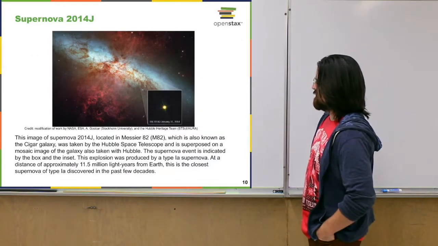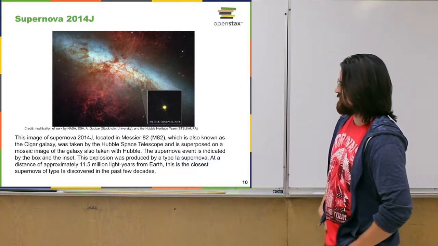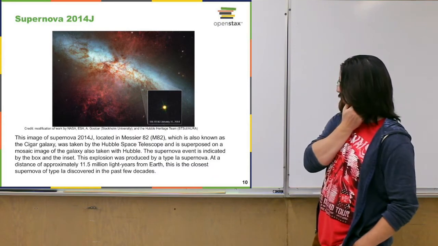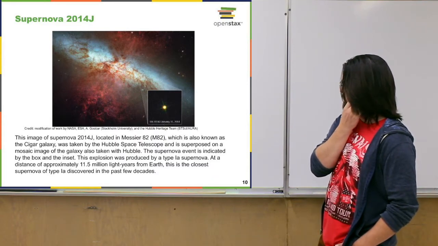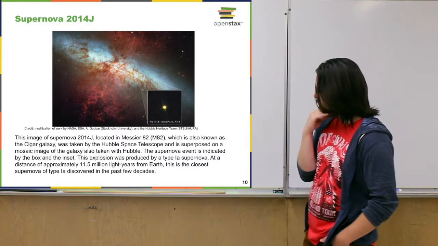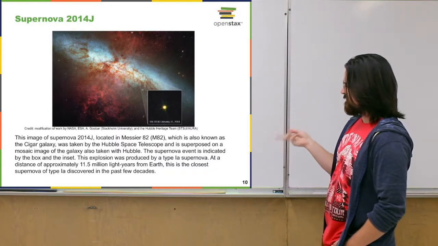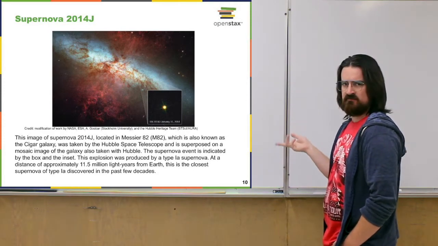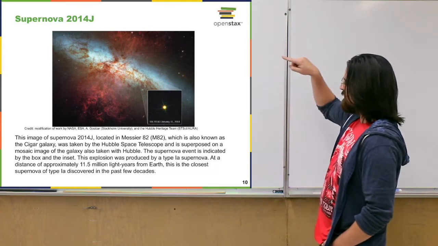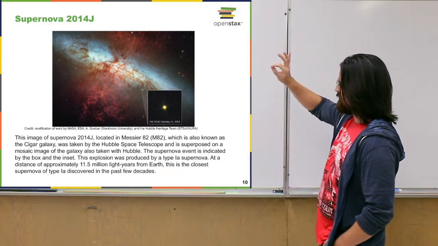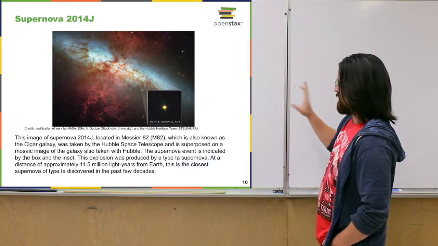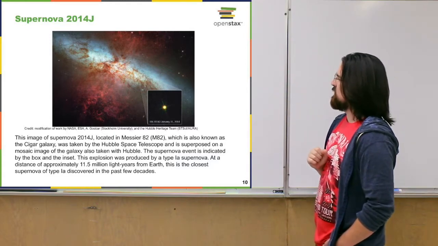So this was an image of one such supernova, type 1A, that happened, it looks like in 2014, in this galaxy, M82, sometimes called the Cigar Galaxy, which is fairly close to our galaxy, 11.5 million light years. In terms of the universe, it's pretty close. So the galaxy is the big picture, and then if you look closely there, the inset is this supernova.